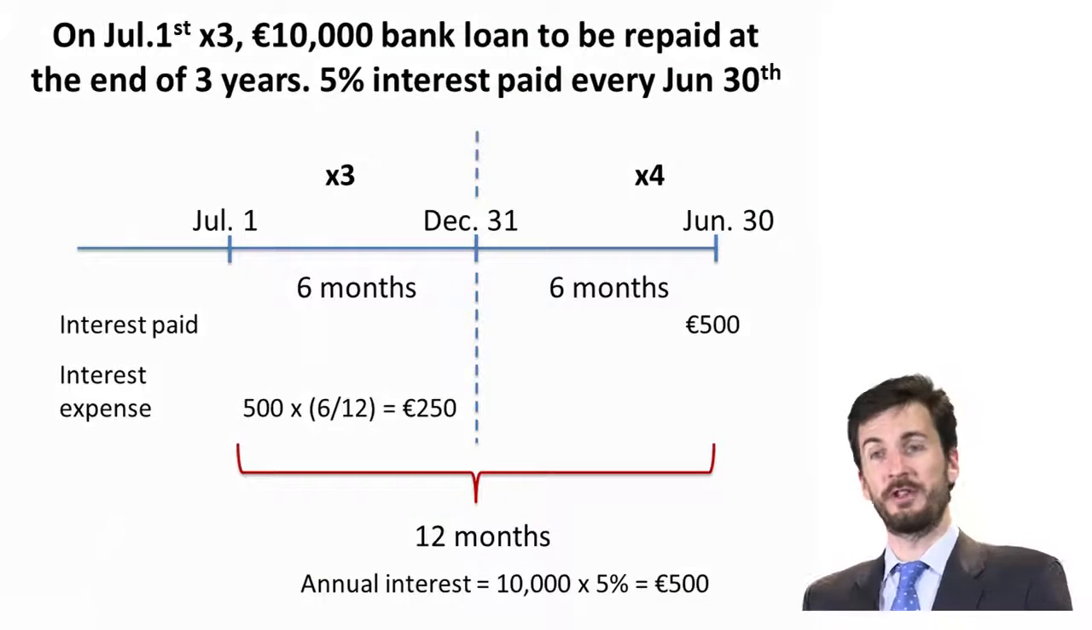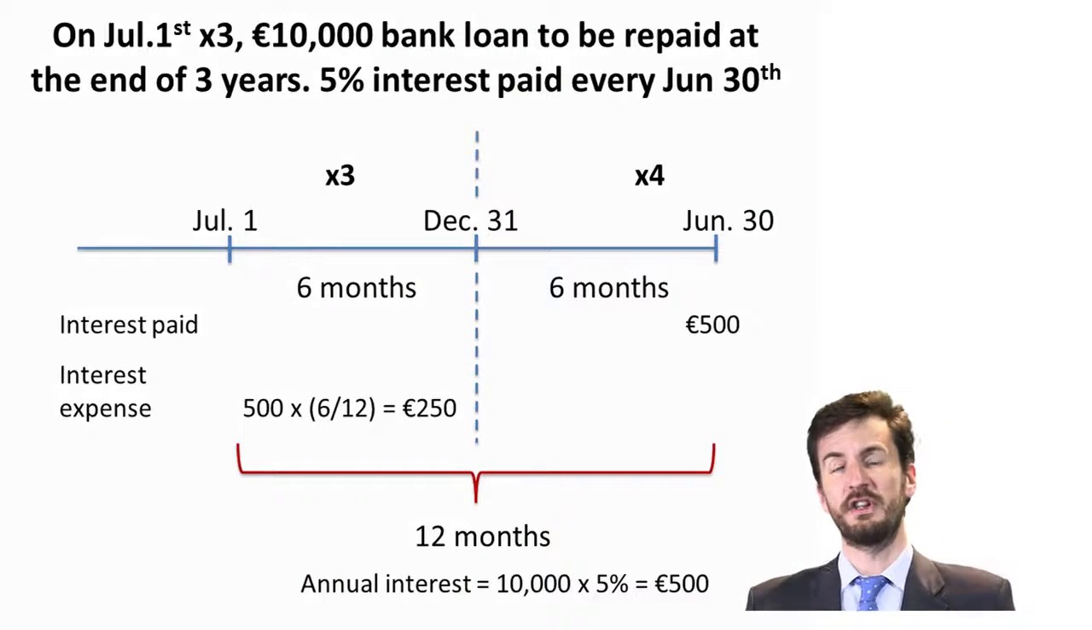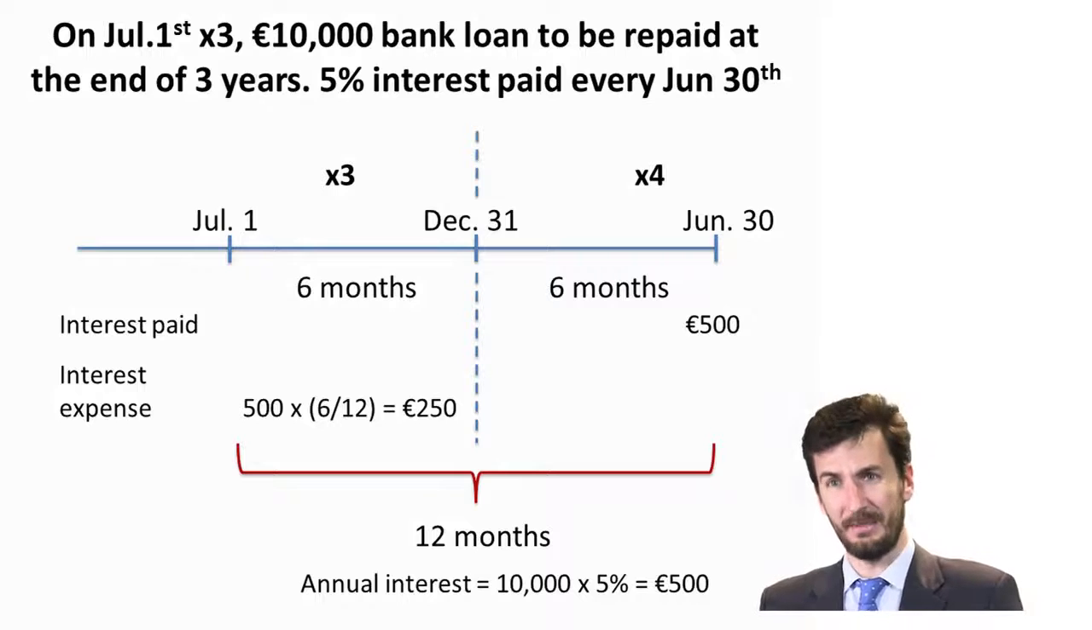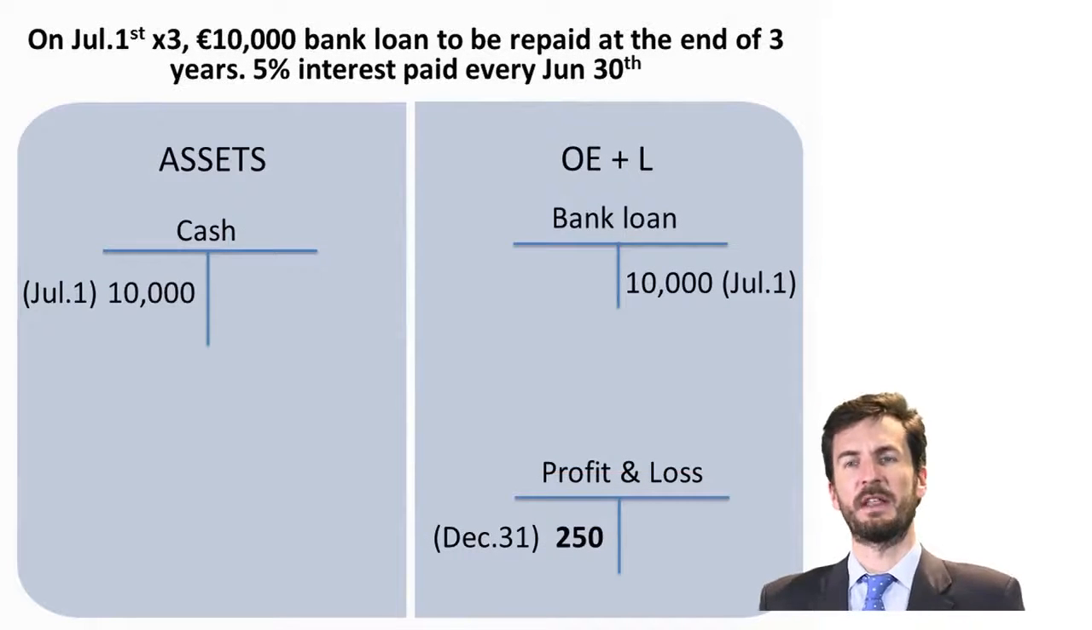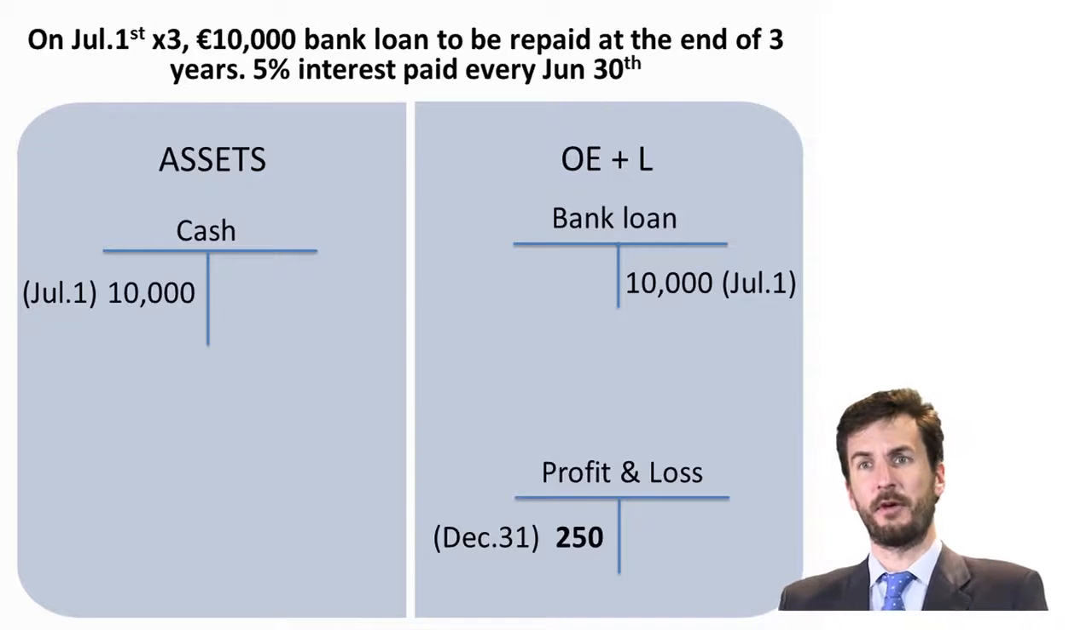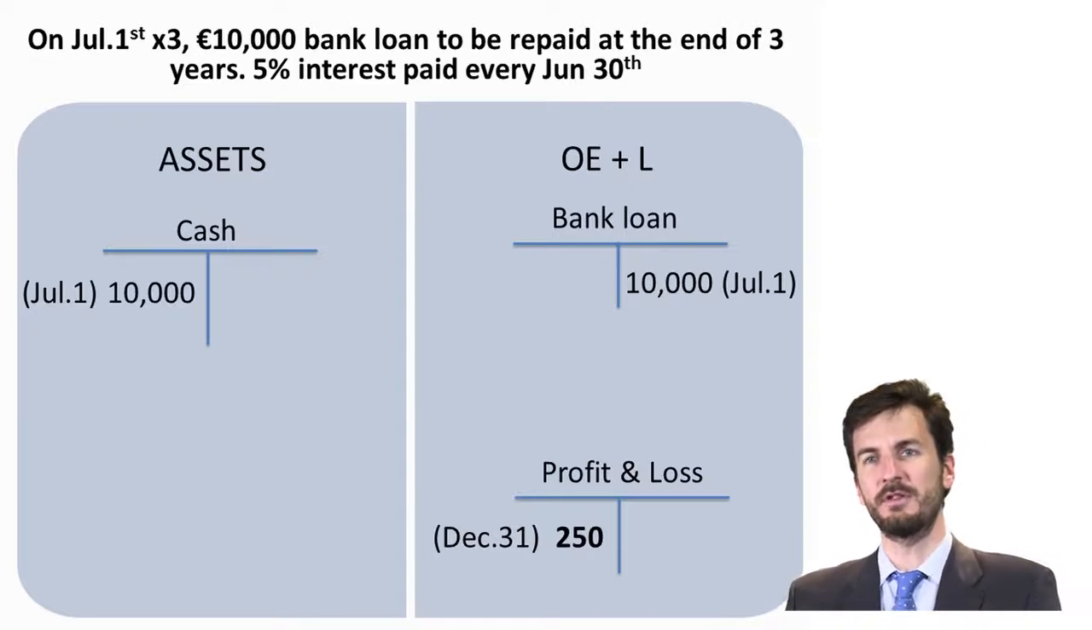The payment is going to be next year, but we already have to recognize the expense that has been accrued so far. So to account for this transaction at the end of year X3, we would debit the profit and loss account with the interest expense. So we are poorer now. This is the cost of the service of getting this loan for 6 months.